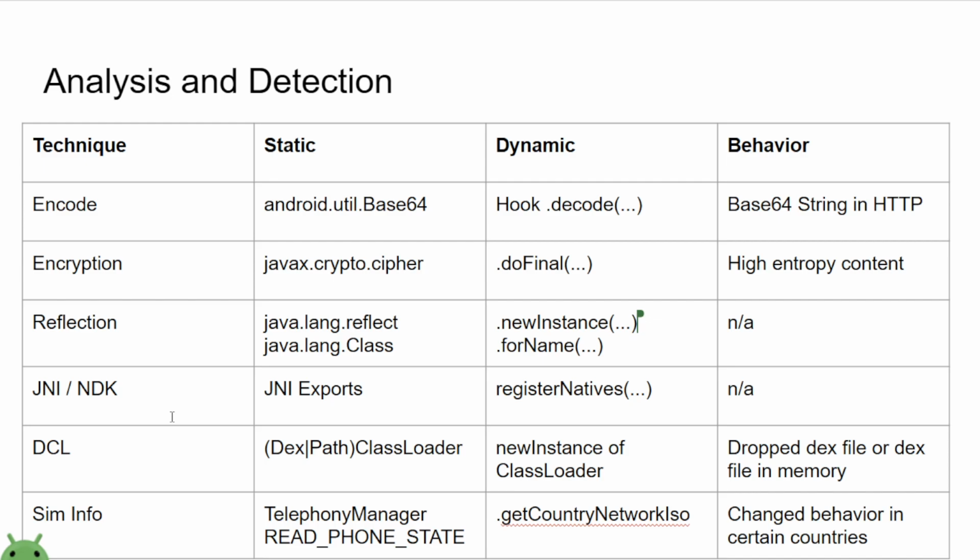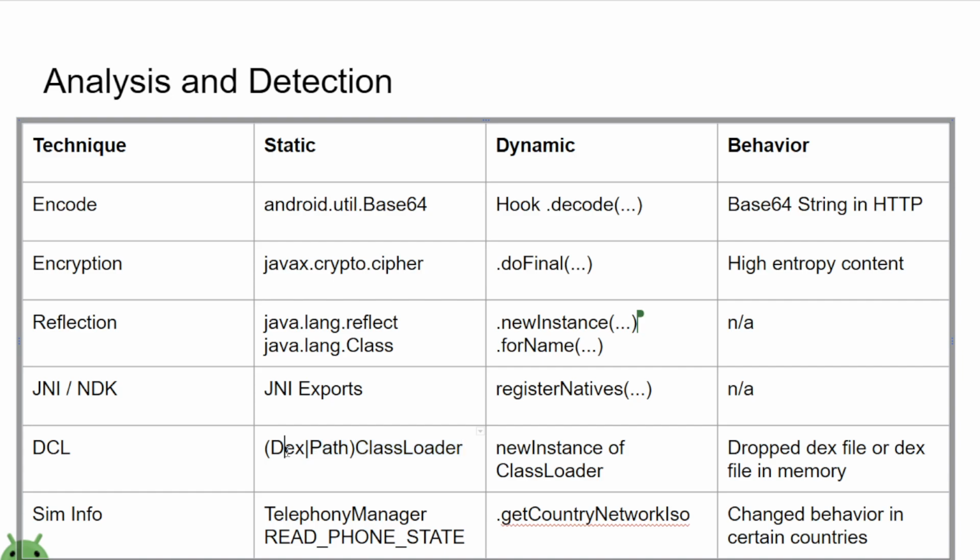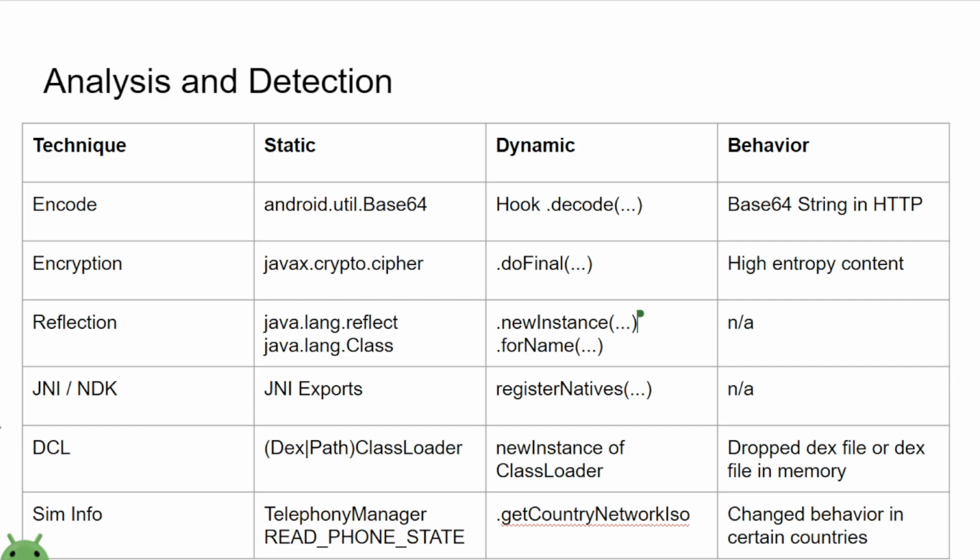DCL, or dynamic code loading, statically would use something called a ClassLoader, PathClassLoader, or DexClassLoader. There's also another I didn't list here called InMemoryDexClassLoader. And dynamically, you would simply see a new instance of one of those objects. The behavior is you might see a dropped dex file either somewhere in the file system in the app or possibly even the dex file within memory. The reason for that is because you need that to actually load those dex files using these objects.